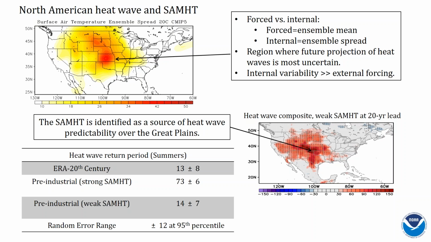And that's for the strong South Atlantic MOC. For the weak South Atlantic MOC, at that lead time, the return period increases significantly from 73 years to 14 years. And that is significant because the random error here is only about plus minus 12 years. So the difference between 73 and 14 is large. So this is part of the future work, assessing the multi-decadal predictability of extreme heat waves associated with the MOC.